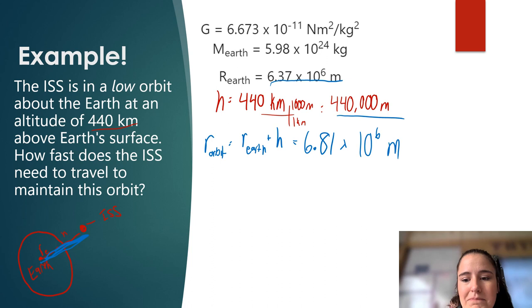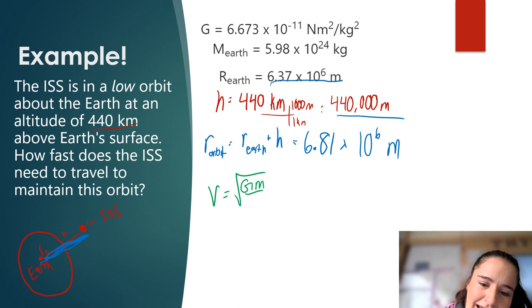Okay, now if we're looking for how fast it needs to go, this is one of those situations where gravity is acting as the centripetal force. And anytime gravity is acting as that centripetal force, we can use v equals the square root of GM over r as our equation. So I'm going to go ahead and plug in the numbers.